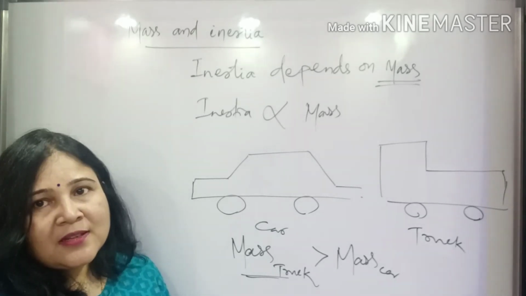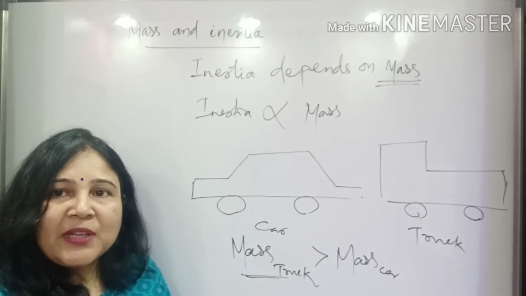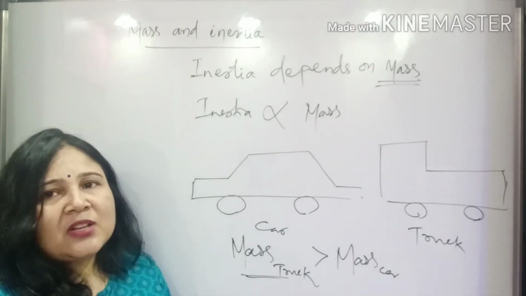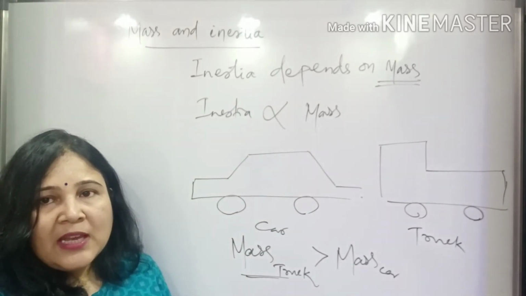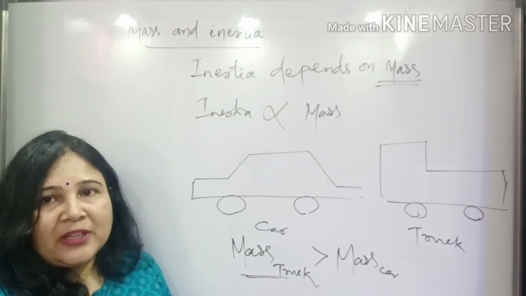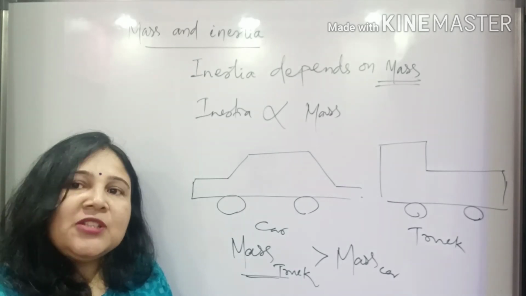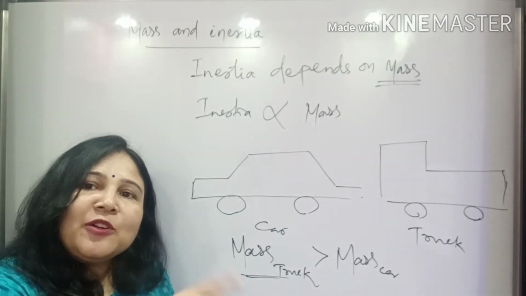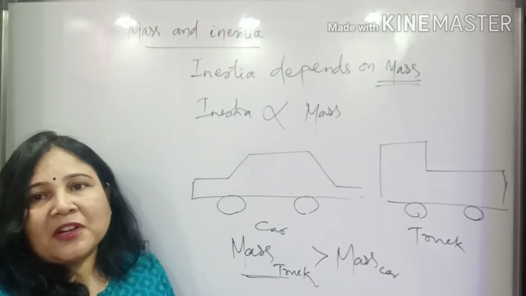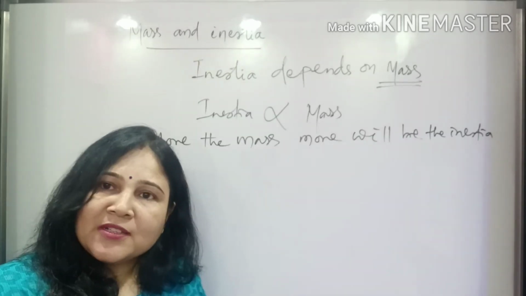Similarly, let's suppose both are in motion, and both speeds are also the same. Both the car and the truck are moving with the same speed, and you have to stop both of them. Then we'll notice that in the case of the car, it will be easier to stop with less force. But if you apply the same amount of force to stop the truck, it will be very difficult. So you understood how inertia depends on mass.